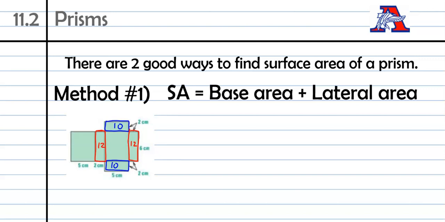And then lastly, we have this one on the inside, which is a 6 by 5. 6 by 5 is 30. And then we have another one here that's also 6 by 5, which is 30.